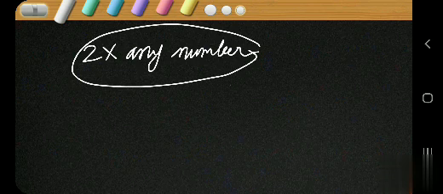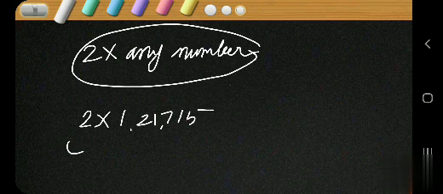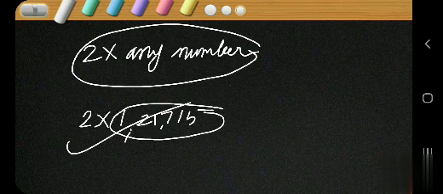2 into any number is a multiple of 2. So, let me ask, is 2 into 1,21,715 a multiple of 2? Yes. Why? This is a large number. So what? No problem at all. 2 into any other number is a multiple of 2.